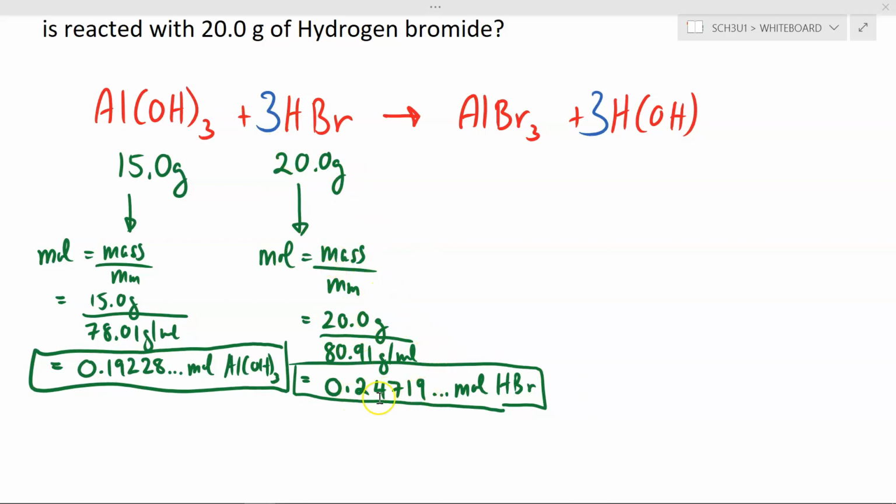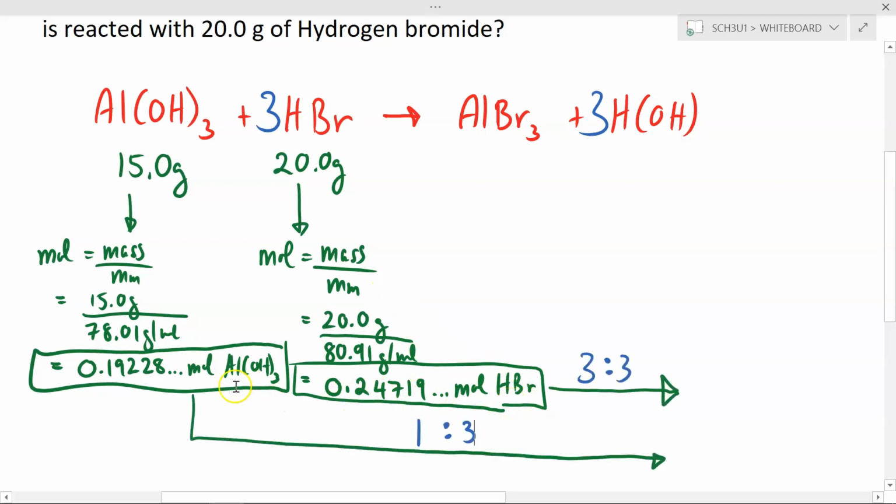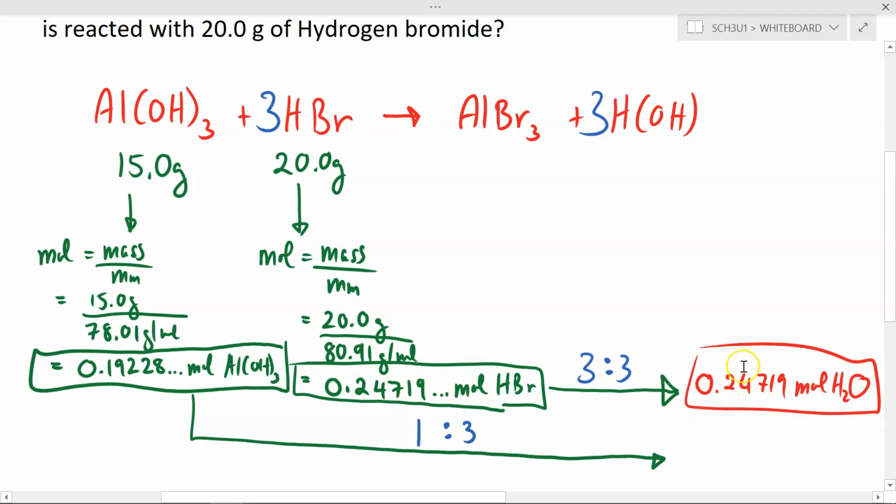Alright, so right now this is moles of hydrogen bromide and moles of aluminum hydroxide, so I need to convert them into moles of water. And we can do this by using our ratios, 3 to 3. Now, for simple ratios like this, 3 to 3, most students don't really need to calculate it. They already know it's going to be the same value. But if you have an ugly ratio, like, I don't know, 13 to 3, it would be a lot more difficult to calculate this ratio in your head.